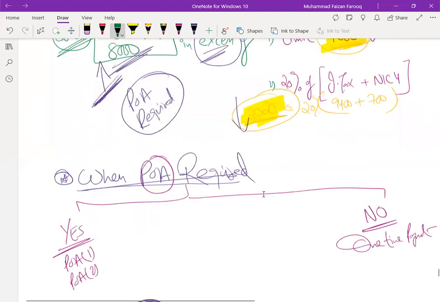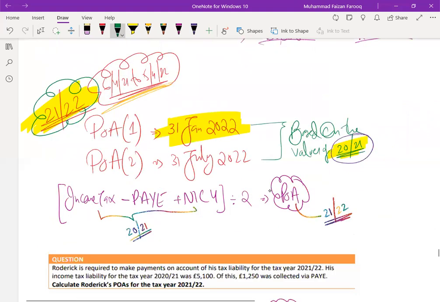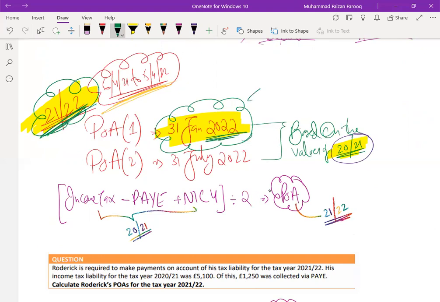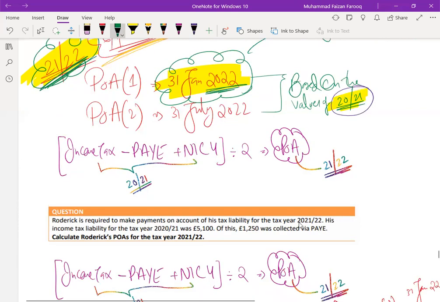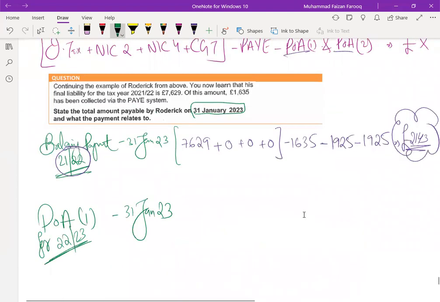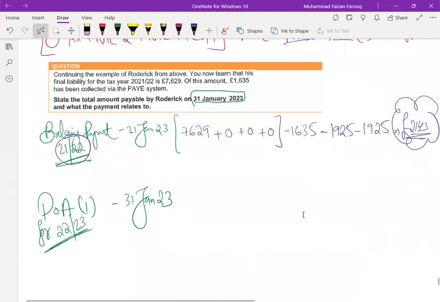See, look here. This is the date. 31st January 2022 is the date for the tax year 21-22, right or wrong? So if I make it 31st January 23, it will be for which tax year? 22-23. You got my point. Okay. So he is playing in this way. He is giving you this date and asking. So on this date, we have the POA1 for the upcoming tax year, the next tax year.